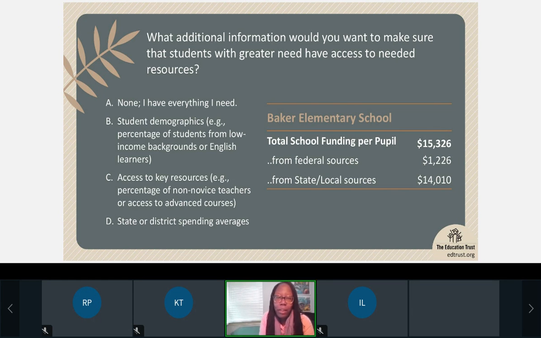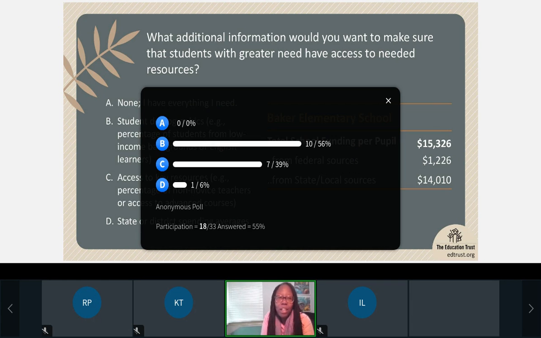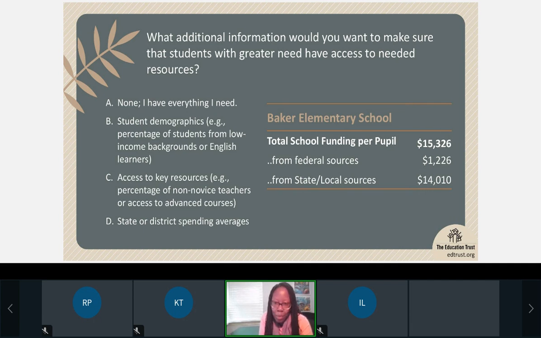Yeah, totally agree. I'd like to see all of them, that's for sure. Yeah, and so it looks like lots of folks would definitely like to see additional student demographic information. Some folks would like to see information on access to key resources. There's some interest in state and district averages. I think that's right. All of them are important. That is absolutely right.